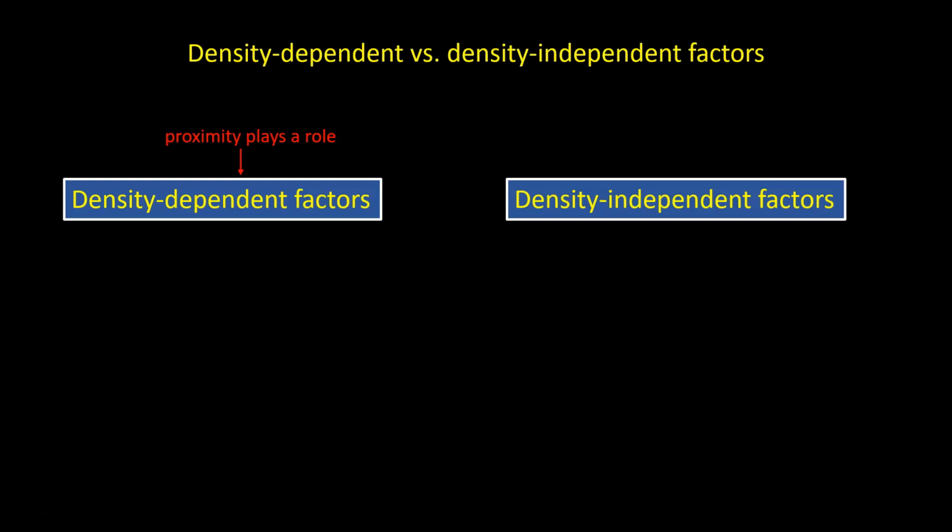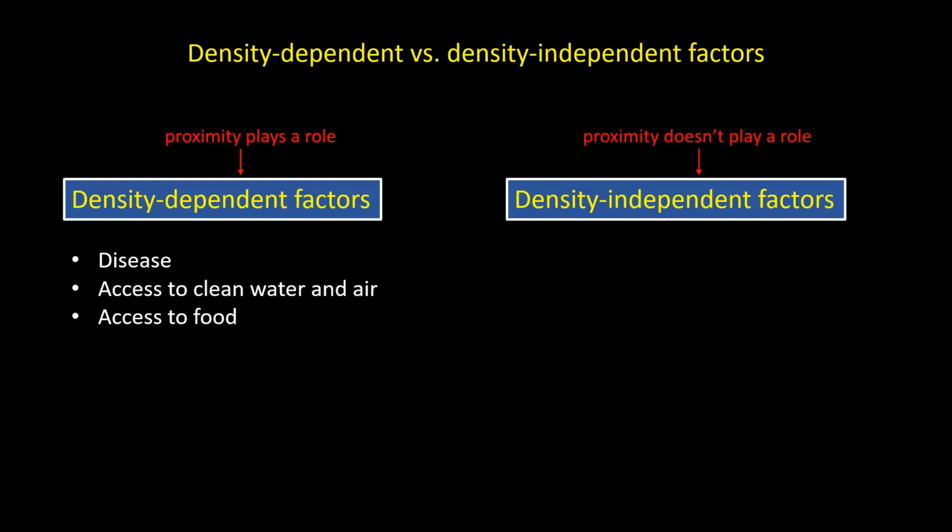Density-dependent factors, those that are affected by how closely people live, or proximity, include such things as disease. That should make sense. The closer people live to other people, the more likely they are to get a transmissible disease. Other factors include access to clean water and air, and the availability of food. Density-independent factors, things where proximity to other people doesn't matter, include things like storms, fires, heat waves, or drought.